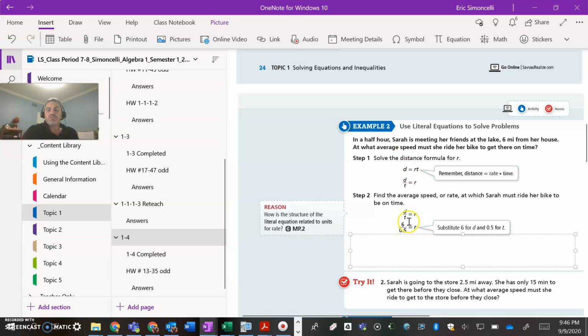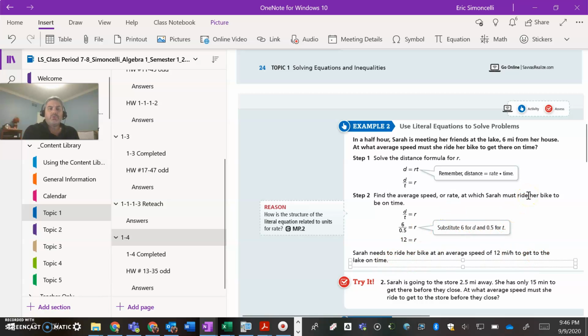So again, because this d value is in miles, miles divided by hours is going to leave us with, if you do the math, 6 divided by 0.5, or 6 times the reciprocal, 6 times 2 yields 12. So r is 12. Sarah needs to ride her bike at an average speed of 12 miles per hour to get to the lake on time.